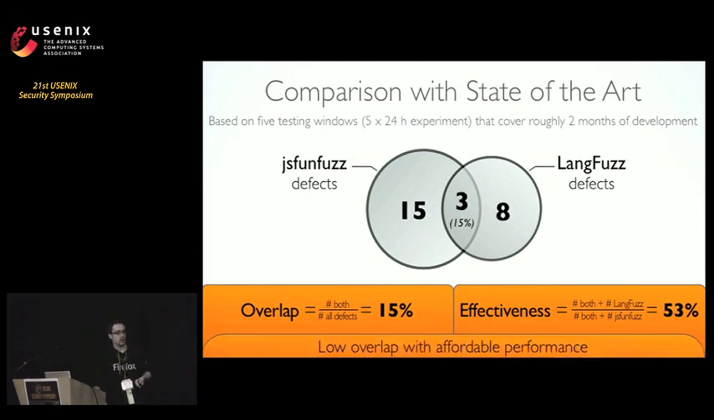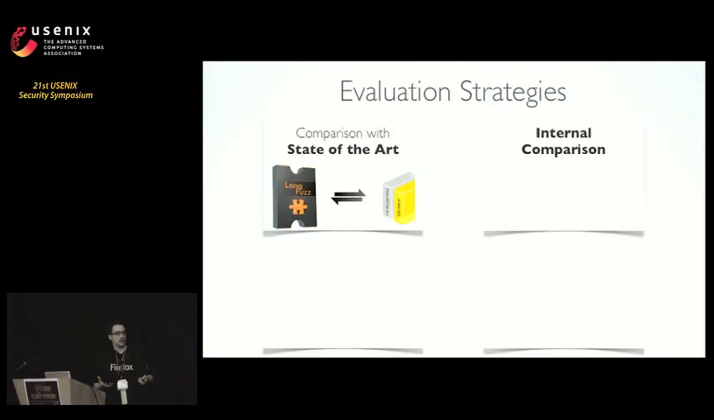That means JS1Fuzz roughly finds twice as many bugs as LangFuzz does in the same time. And we think that this is a low overlap with an affordable performance. If you think about that, the LangFuzz approach is a generic approach, while JS1Fuzz is a highly language-specific approach. Now, what we also see here is that LangFuzz finds a certain amount of bugs that JS1Fuzz did not find. And the question is, why is that? Which methods in LangFuzz account for that? And that's why we decided to also do an internal comparison.